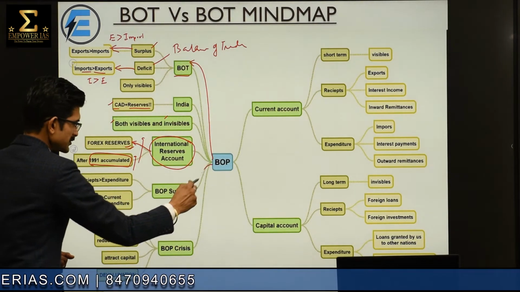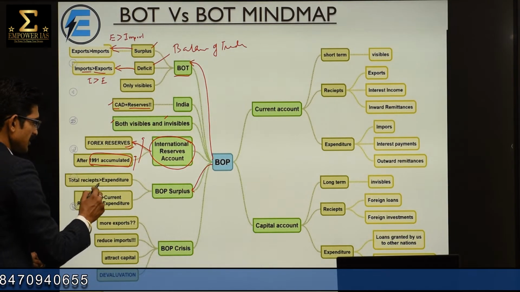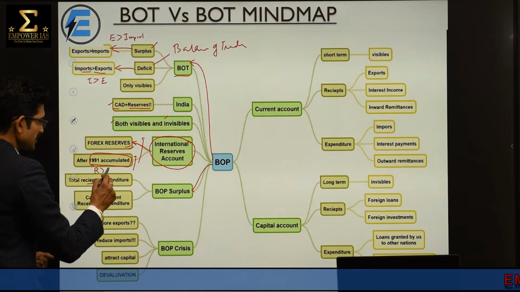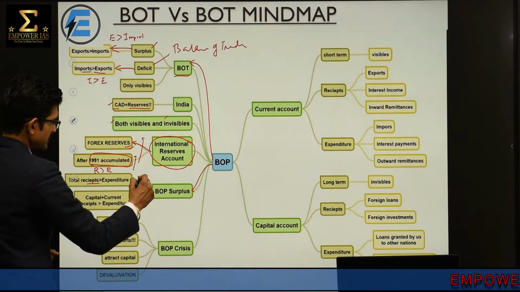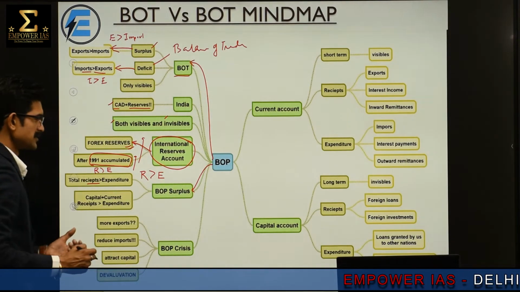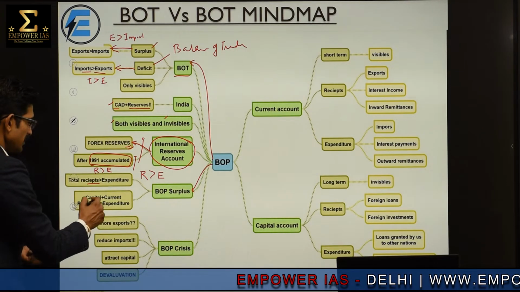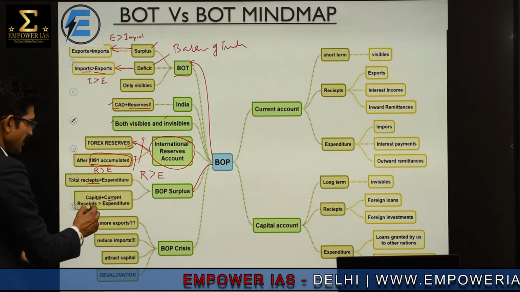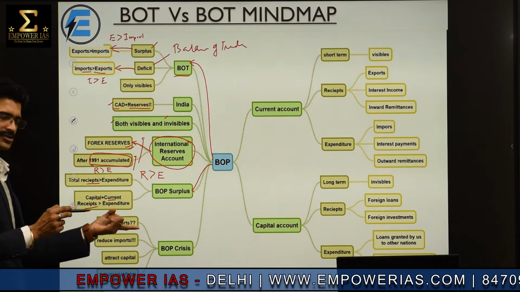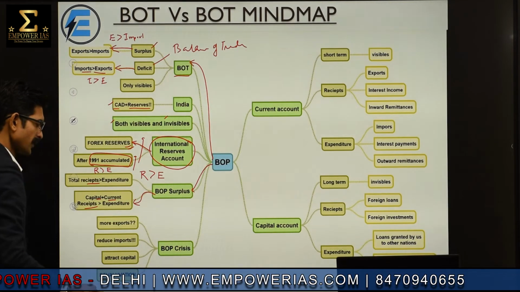Now, balance of payment surplus, which is in terms of higher receipts than expenditures. So we have a higher value of receipts than expenditure. If receipts are higher than expenditure, that means we are having a balance of payment surplus. When capital and current receipts both are higher than expenditure, then we again have a balance of payment surplus.